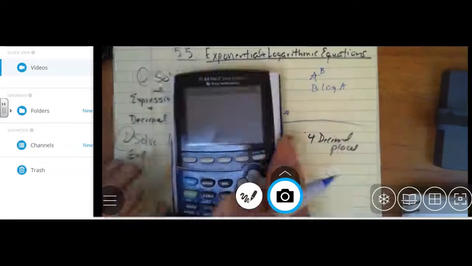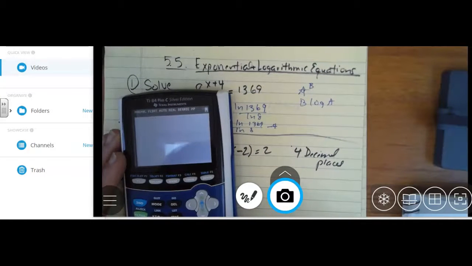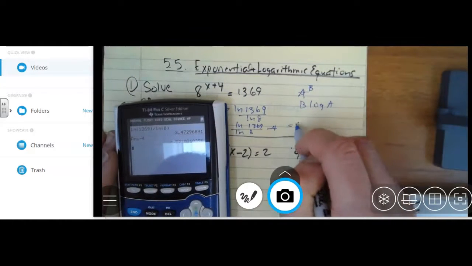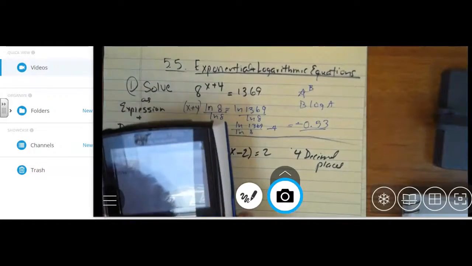Now to put that in our calculator, it's going to be natural log 1369 divided by natural log of 8. Then we get that, and then we subtract 4. And we get negative 0.53. So that's the answer to our first one.